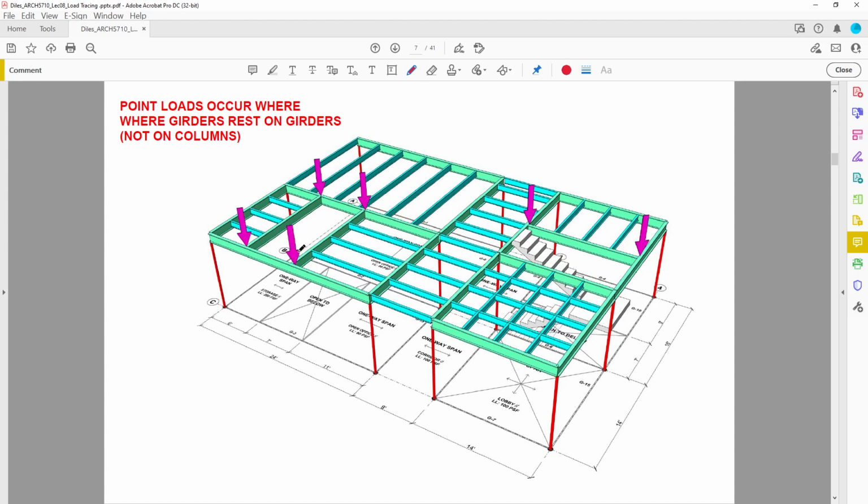Here are all the point loads with the continuous loads turned off. We have point loads where girders are resting directly on other girders and not on the tops of columns. Most of our girders span from side to side and land on columns, but we do have three girders, this one, this one, and this one, which rest directly on girders, and there are no columns below. And the result of this is that these girders will deliver point loads at the places where they connect with the girders that support them. And that's what we're showing with these arrows.